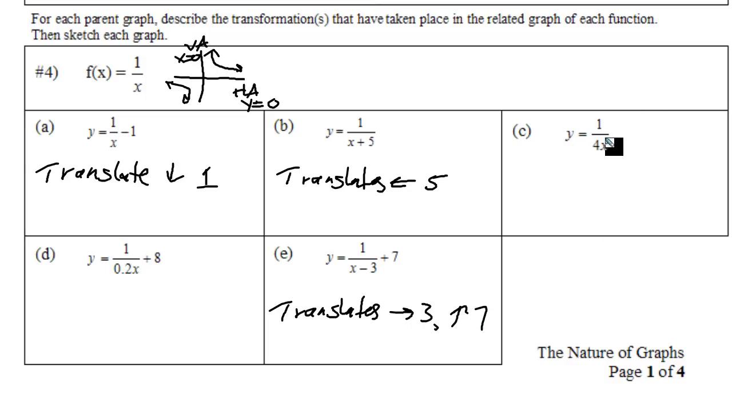C, most people see this and they say, well, this is a 4. So it stretches the graph vertically by 4. Look closer. That is not a 4. I know, you're angry. This is actually 1/4 times 1 over x. The 4 is on the bottom, so you're dividing by 4. 1/4 is 0.25. This is 0.25 times 1 over x. 1/4, or 0.25, is between 0 and 1. Therefore, this shrinks the graph vertically by 1/4.